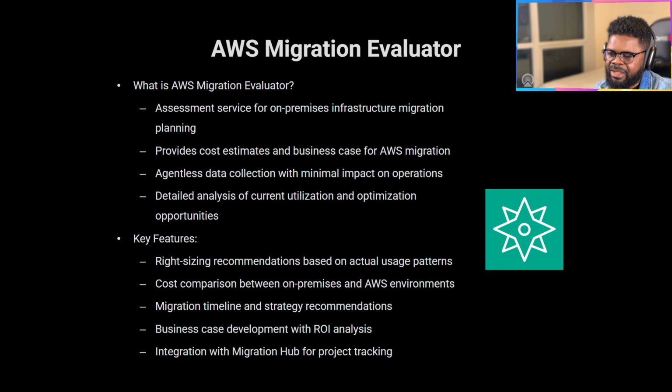There is a stage where you do an agentless data collection that helps you gather the information that you need, right? So it helps you see the servers that you have, whatever is running inside of them, and can do that comparison, right? So detailed analysis of current utilization and the optimization opportunities that you can also get if you choose to move to the cloud. So there will be recommendations as part of it. Right-sizing recommendation is one of the things you see. Cost comparison. So compare what you currently have on premise with what it will look like in the AWS environment, right? And then migration timeline and strategy recommendations, all that can come.